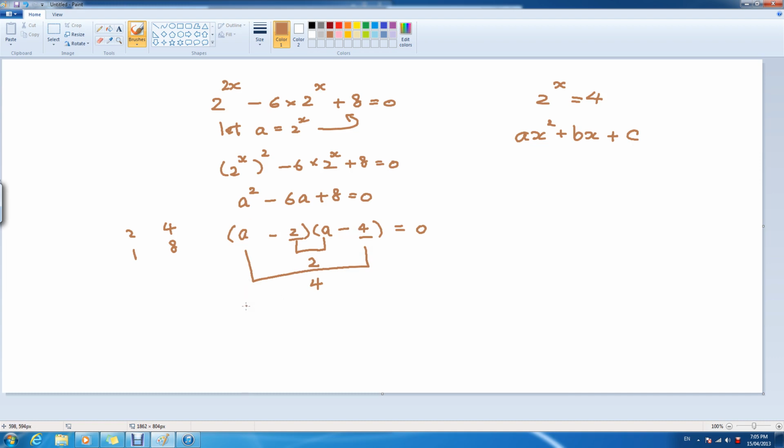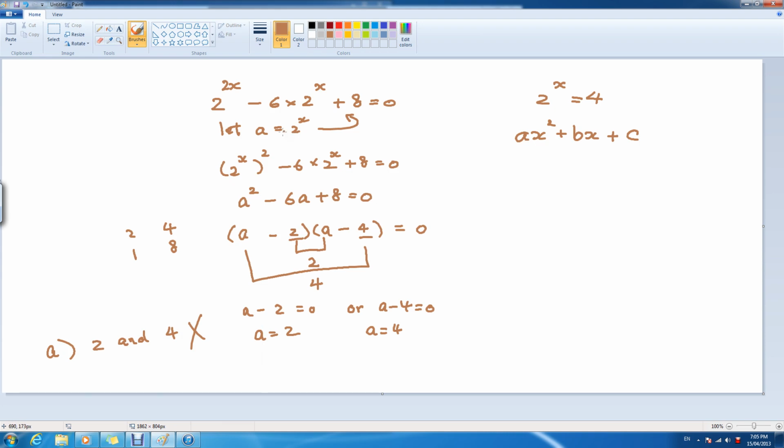Now we use the null factor law, where the first bracket, a minus 2, is equal to 0, or a minus 4 is equal to 0. So we get a is equal to 2, a is equal to 4. Now on multiple choice, you're going to be given one of the choices, maybe option A. The answer is 2 and 4. That is not the right answer. That is a trick. Because you're not solving for a, you're solving for, remember, x.